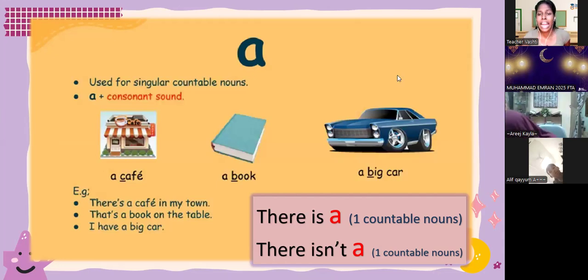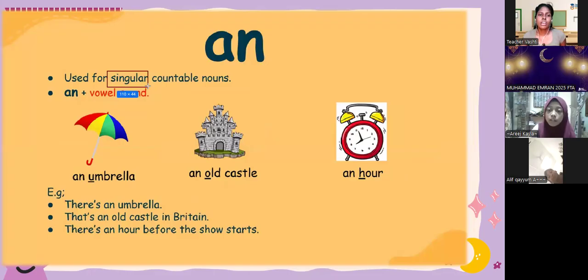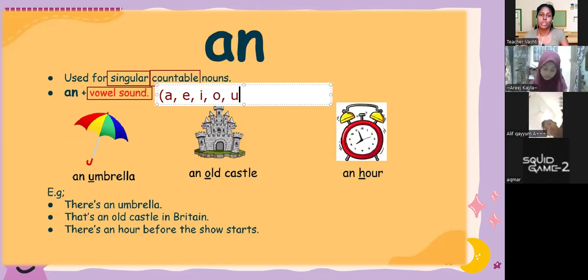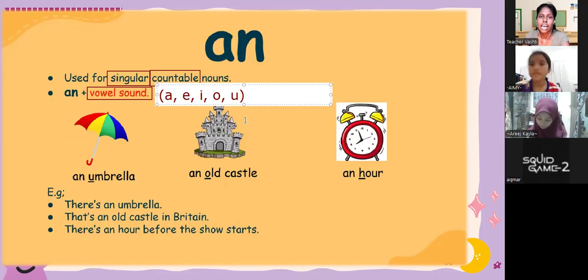The next one is an. We use an for singular countable nouns. What is singular? Only one. Countable? Can count. Boleh dikira. Sama jugalah dengan tadi. Singular satu. Countable boleh kira. And we use it for vowel sounds. What is vowel? A, E, I, O, U. We use it for vowel sounds.